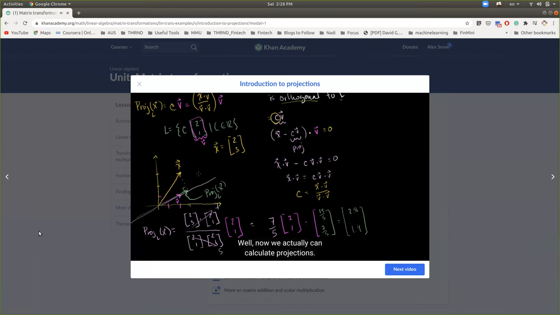Well, now we actually can calculate projections. In the next video, I'll actually show you how to figure out a matrix representation for this, what's essentially a transformation.